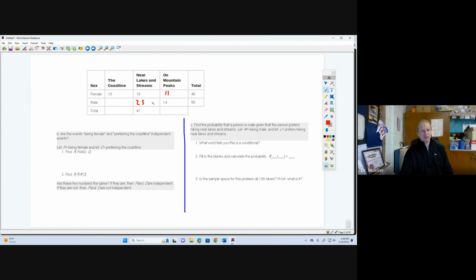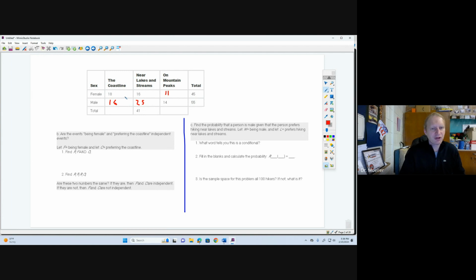All right, and then we know that these three boxes have to add to 55. So 55 minus 41 is 14. So I think that adds up: 16 plus 14 is 30, and then 30 plus 25 is 55. So we're good there. Then add these up to get the total.